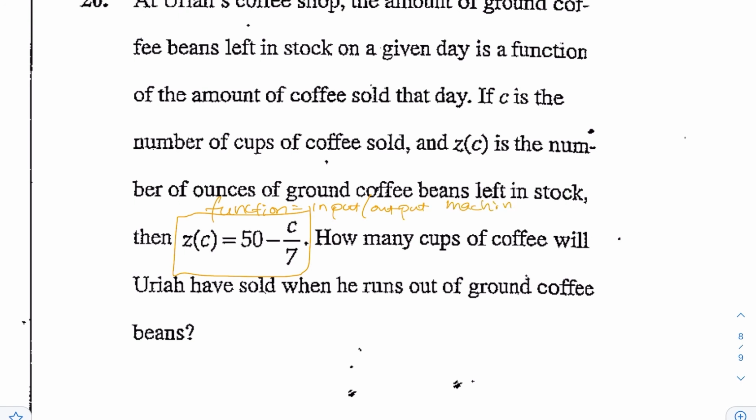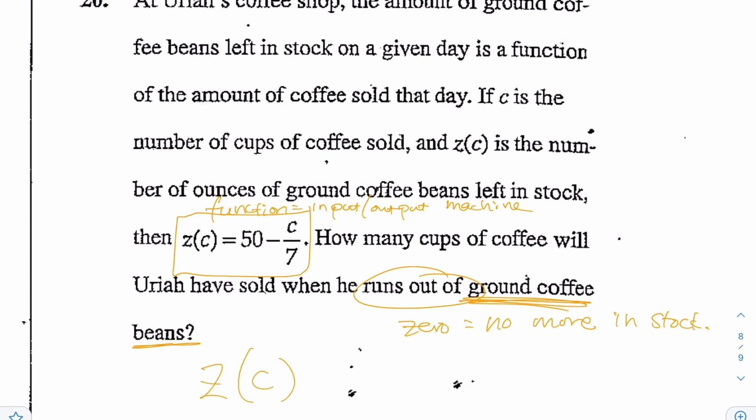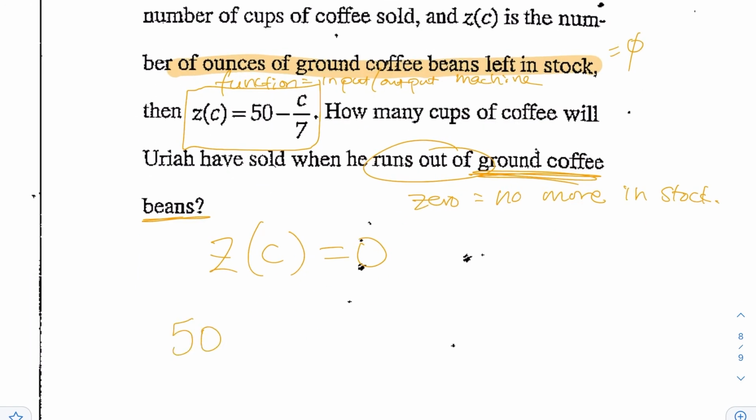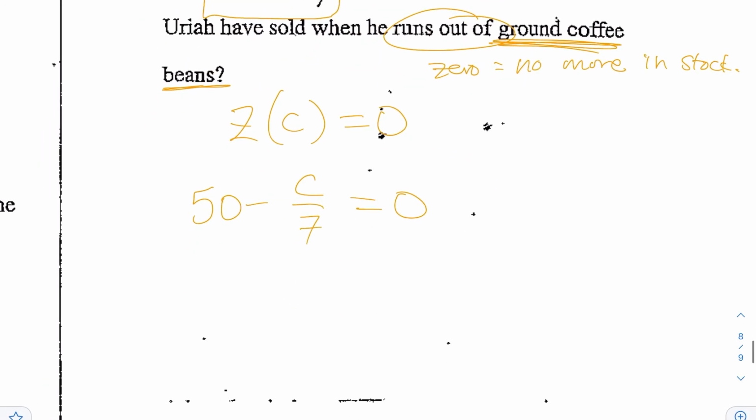So you want to figure out, how many cups of coffee will Uriah have sold when he runs out of ground coffee beans. Runs out means you have 0. So no more in stock, which means 0. So you want to set Z of C, which represents the number of ounces of coffee left in stock, equal to 0. So Z of C is 50 minus C over 7. You set this equal to 0, and you want to solve.